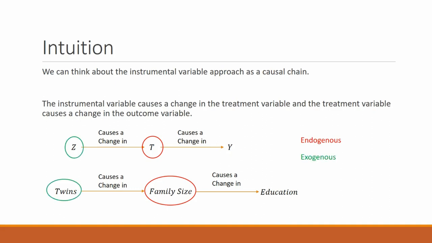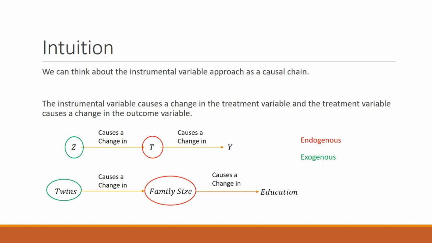And so instead, what we do is we use this other variable, this Z, or twins, this variable that is exogenous, this variable that causes a change in the treatment variable, but is itself not correlated with any omitted variables. All right. So we're saying that Z, or in our example, twins, is exogenous. Okay. So Z, or twins, causes an impact on T, family size. And then family size can have an impact on education, or T can have an impact on Y. But T is endogenous. T is correlated with a bunch of other things.